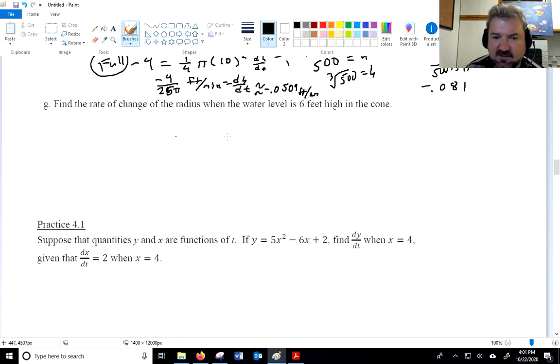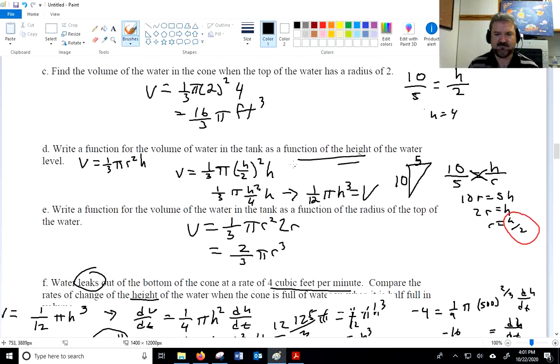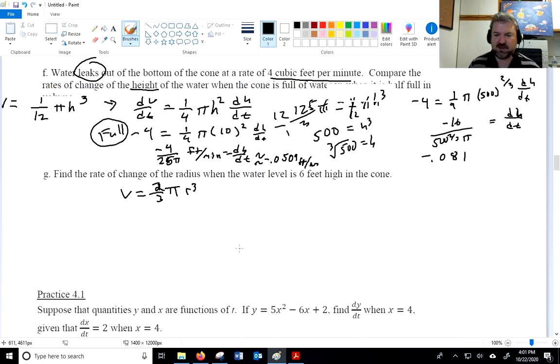All right, let's find the rate of change of the radius when the water level is 6 feet high in the cone. All right, so remember we said that the volume was 1/3 pi, actually it was 2/3 pi r cubed. Let me just double check, make sure that I'm not making that up. I have a tendency to do that. Let's see here, function of radius, 2/3 pi r cubed. Yay.